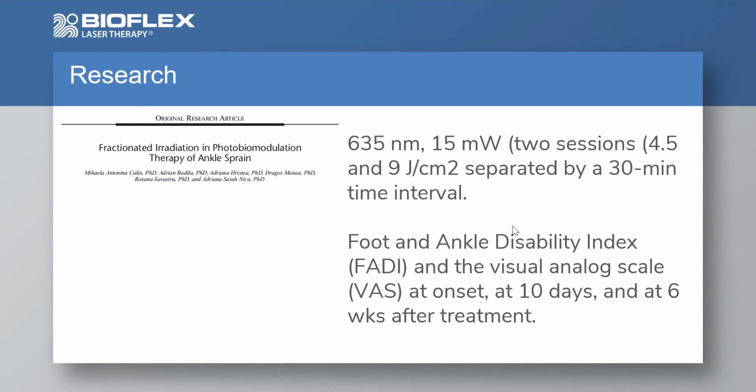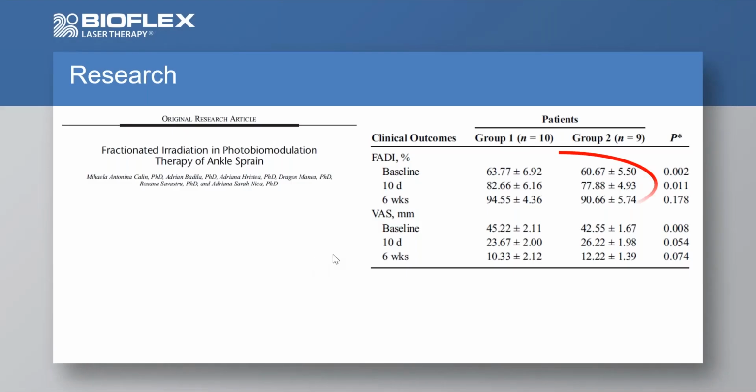So who am I to judge that, right? They used the foot and ankle disability index and a VAS as well at onset, 10 days and 6 weeks post-treatment. If you look at the results, when you're looking at the functional disability index, you can see group 1 that had the laser compared to group 2.